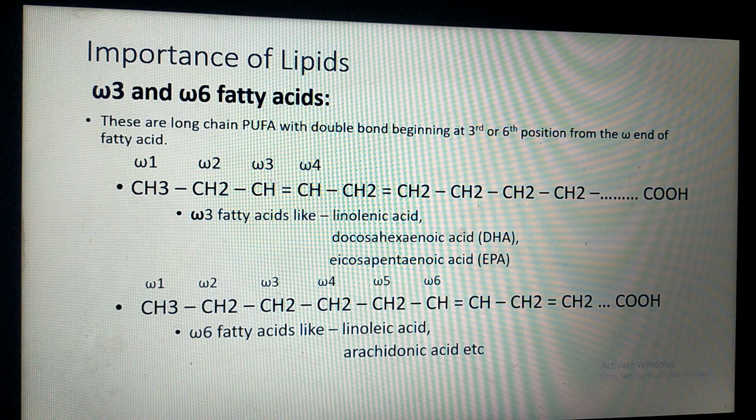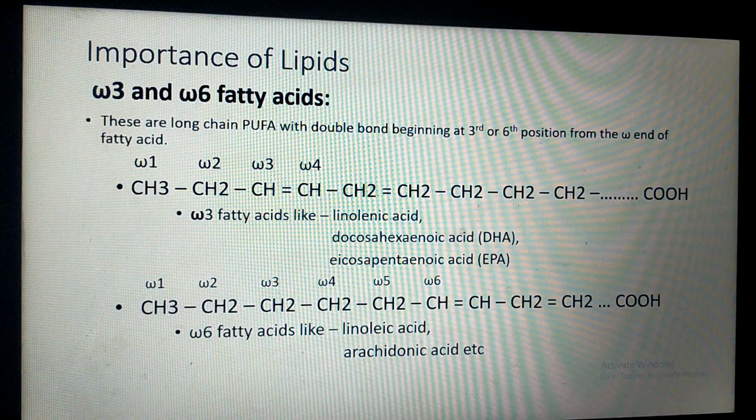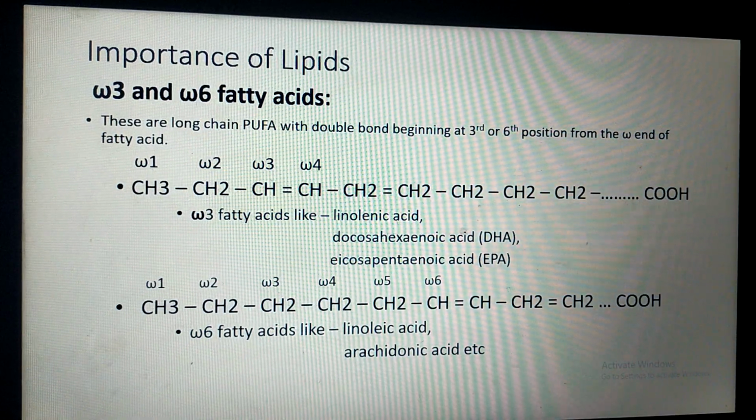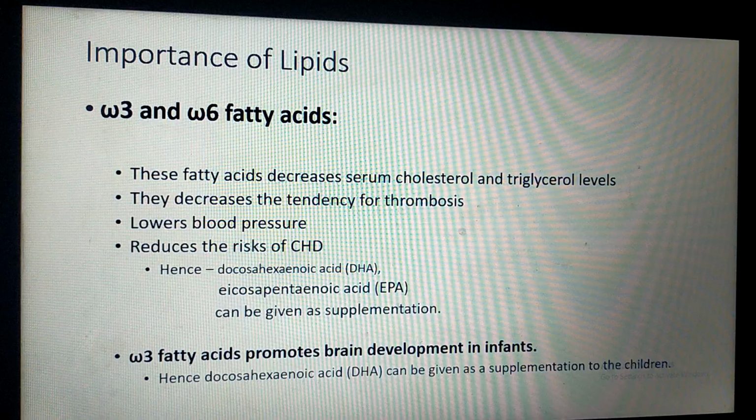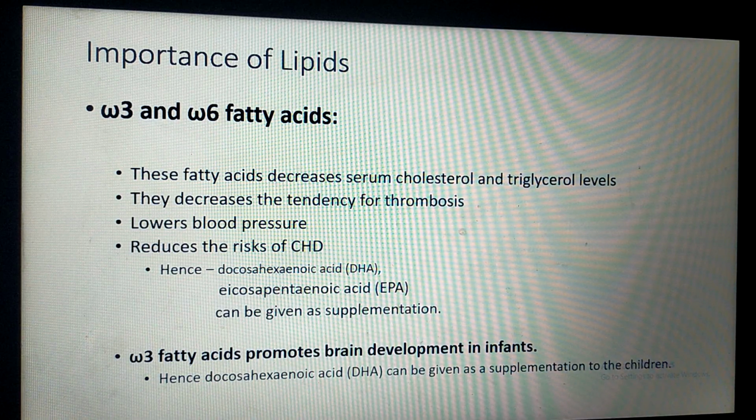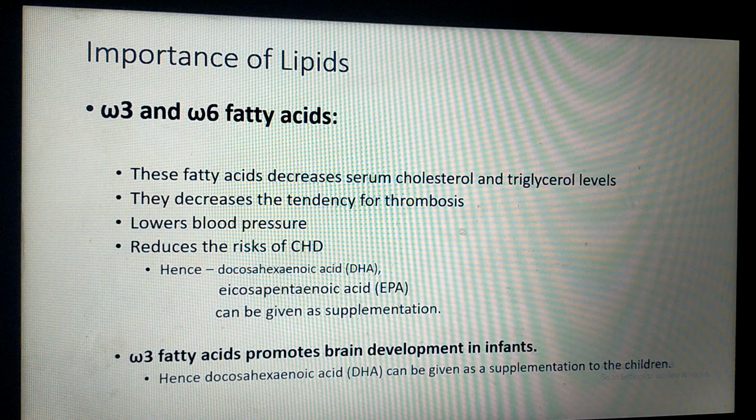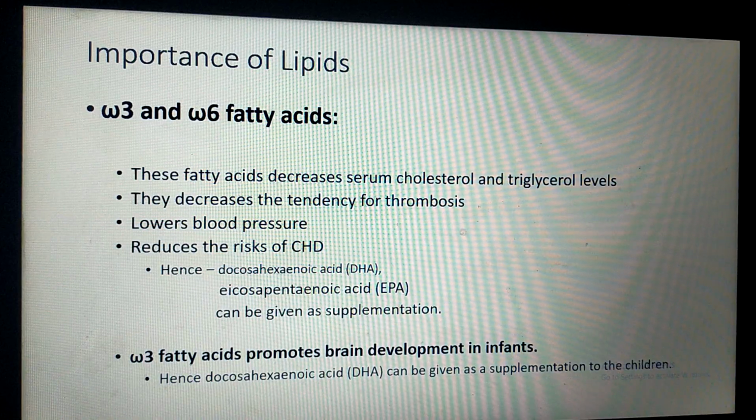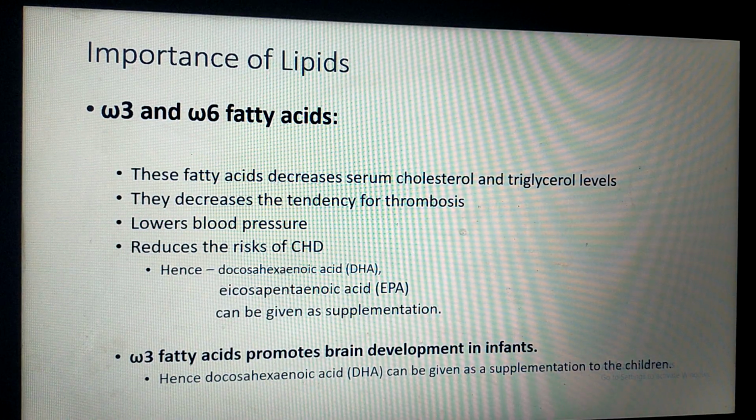eicosapentaenoic acid. Then omega-6 fatty acid means the fatty acids where, when we go from the methyl end, the first double bond is present between omega-6 and omega-7 carbon. So such fatty acids are called omega-6 fatty acids. Example, linoleic acid and arachidonic acid. Omega-3 and omega-6 fatty acids decrease cholesterol level and triglyceride level. They also decrease the tendency of platelet aggregation and they prevent thrombosis.